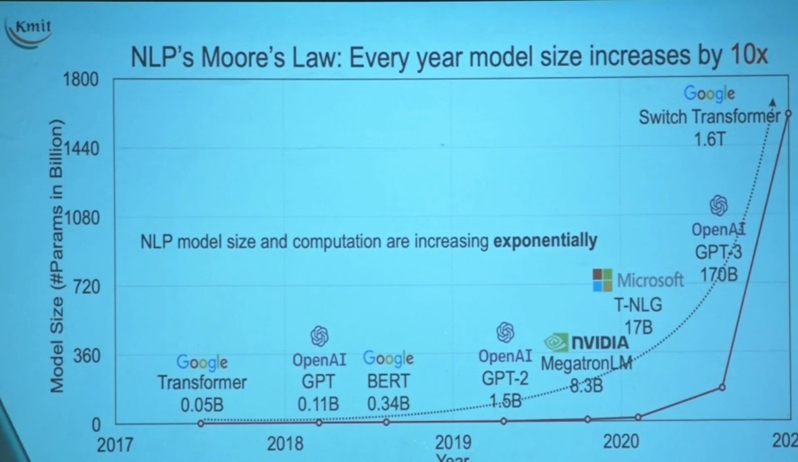Now, there's a law called Moore's law, NLP's Moore's law, which says what? Every year the model size increases by tenfold. Clearly you can understand: the basic transformer has 0.05 billion parameters. Next, when I talk about ChatGPT, 0.1 billion parameters.